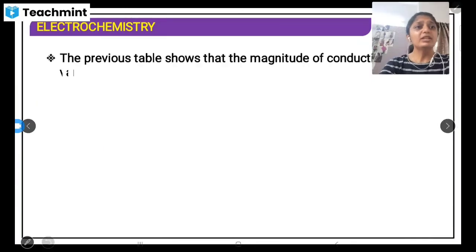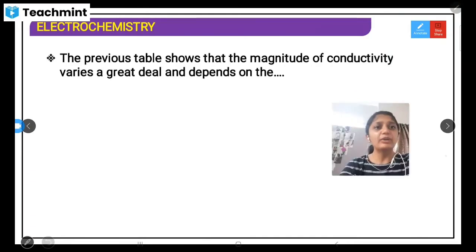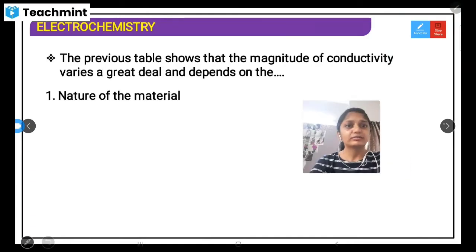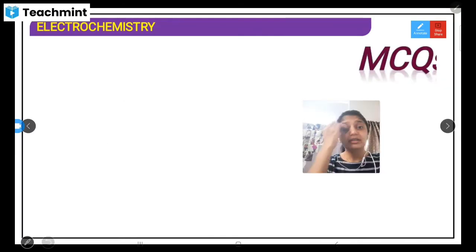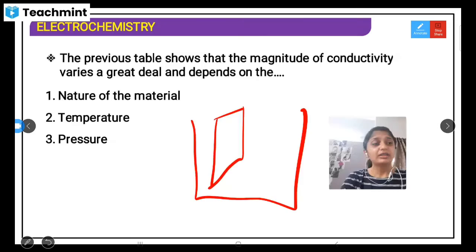So the previous table shows that the magnitude of conductivity varies a great deal and depends on the nature of the material, temperature, pressure. Nature of the material means the electrodes, what metal they are made of, gold, silver or copper. It also depends on the temperature at which the experiment is done. Sometimes a higher temperature is favorable, sometimes a lower temperature is favorable. Similarly for pressure also, an increase in pressure is favorable or a decrease in pressure is favorable, students.